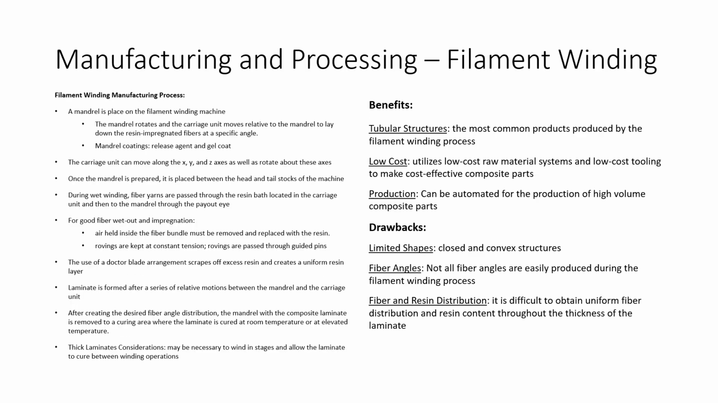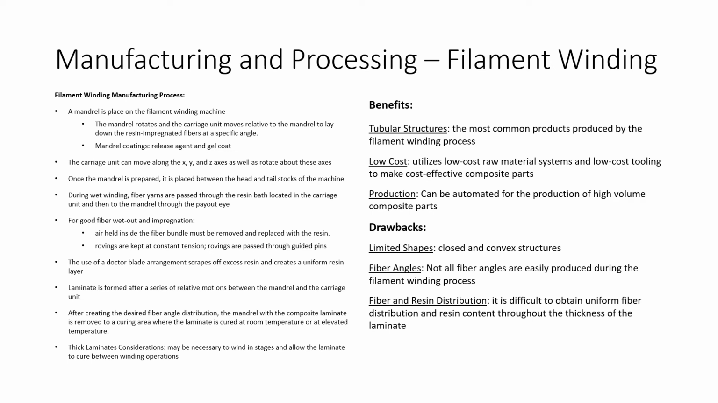Filament winding involves placing a mandrel, which has been coated with a release agent and a gel coat, on the filament winding machine. The gel coat is for high surface quality on the interior. This mandrel rotates and the carriage unit moves relative to the mandrel to lay down the resin impregnated fibers at a specific angle. The carriage unit can move along the X, Y, and Z axes as well as rotate about these axes. Once the mandrel is prepared, it is placed between the head and tail stalks of the machine.